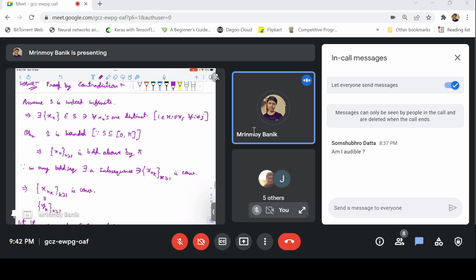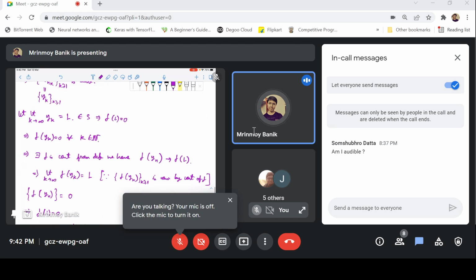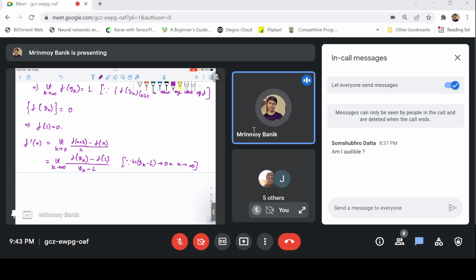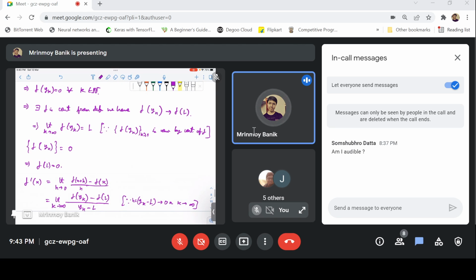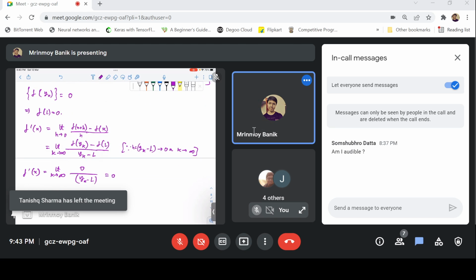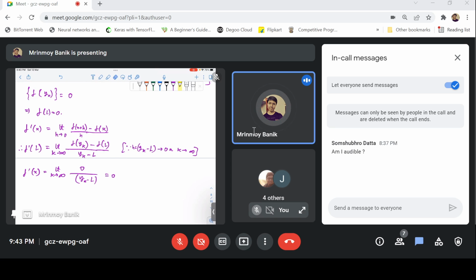From our assumption that the x_n's are all distinct, the y_k's are all distinct. Hence this limit is always well defined for all values of k, since y_k is never equal to L. But the numerator is always zero, since f of L is zero and f of y_k is always zero, since all of them are in S. So it equals the limit as k tends to infinity of 0 divided by a non-zero quantity. It may be small, but it's non-zero, so the limit is 0. So f dash of L is 0.